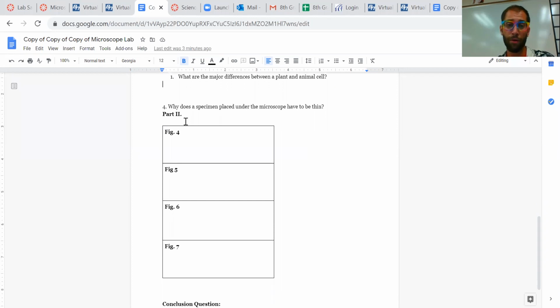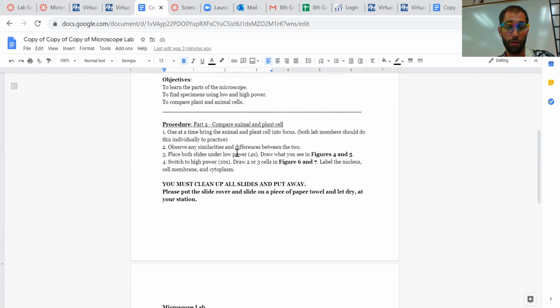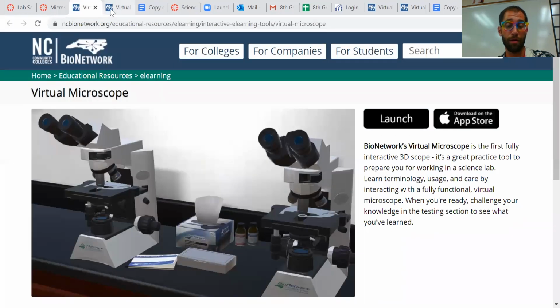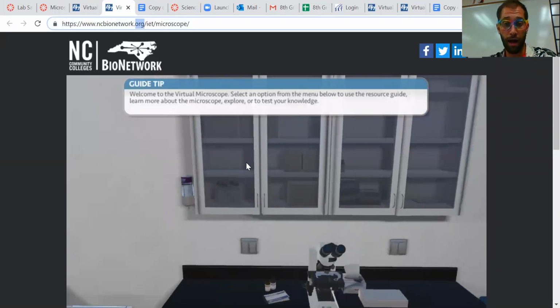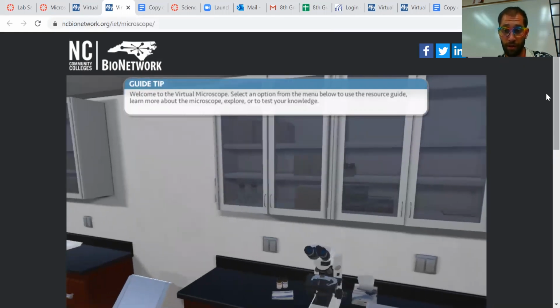Once we have these couple of questions answered, we're going to move along to figure 4. What are we doing for figure 4? We are looking at a plant and an animal cell at 4 times power. This part right here, how do you get to 4 times? How do we get to a plant or animal cell, first of all?